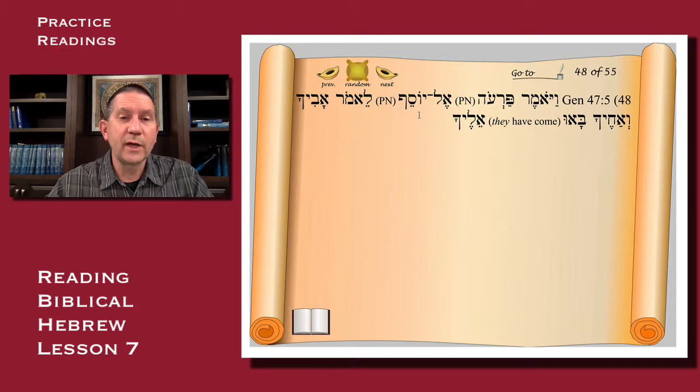Vayomer paro el Yosef lemor, avika ve'achecha ba'u elecha. So this is Pharaoh said to Joseph, quote, Avika, your father, ve'achecha, and your brothers have come to you.